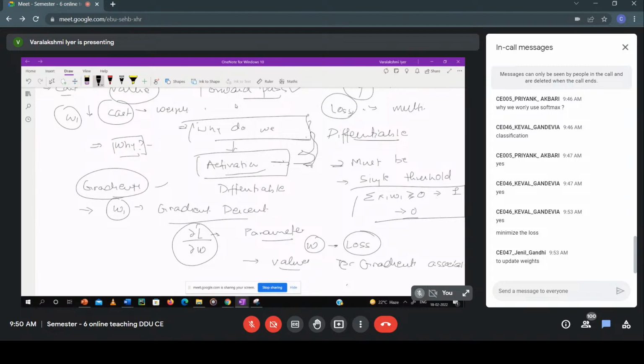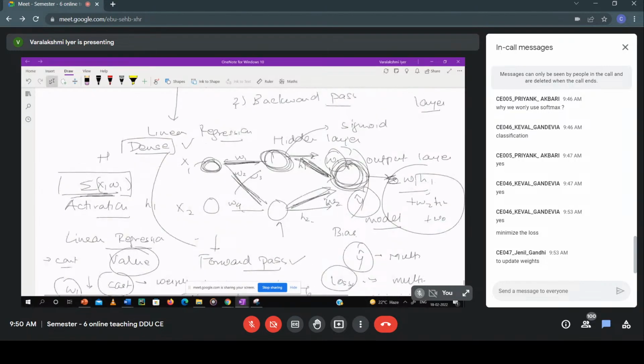That is what we'll be doing in the case of multi-layer perceptron as well, which will be your backward pass, where you'll be trying to update the weight associated with all the connections so as to minimize your loss. Is this clear, everyone? Both the forward pass and backward pass, and why we are using a differentiable activation function. Is everyone clear with this or not? Let me know.